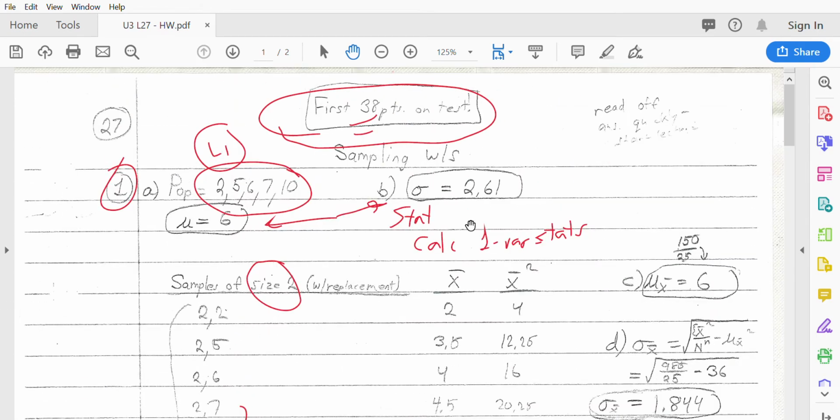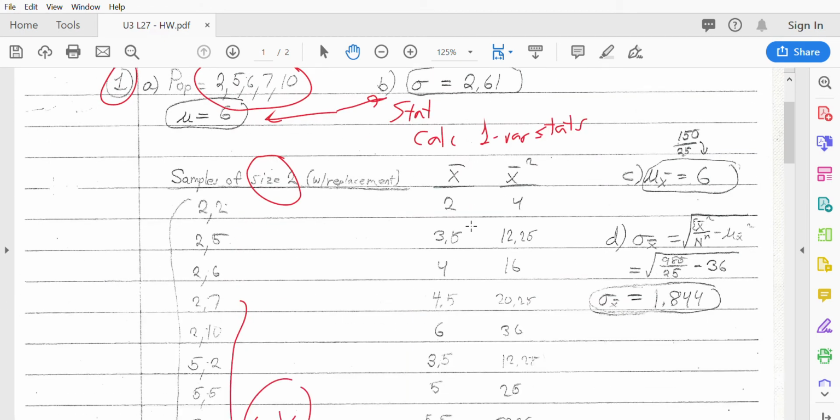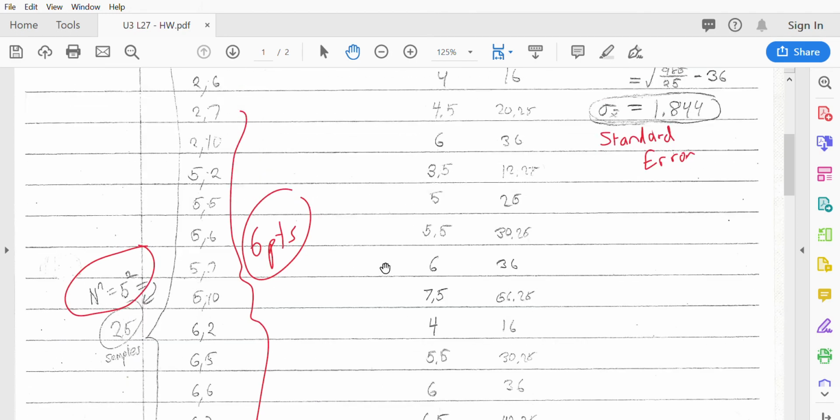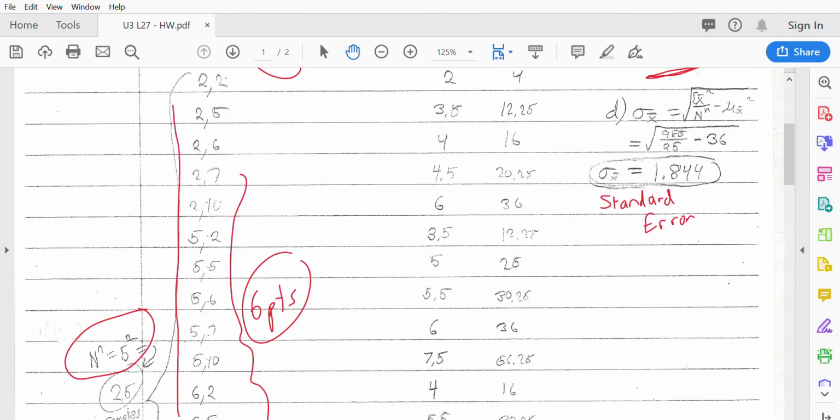Then take the sum of these sample means, and the sum of those sample means is 150. There are 25 total samples, so you take 150, divide it by 25, and you get the mean of the sampling distribution, mu sub x bar, is 6. Now let's find the standard error. Remember from the lesson, this is called the standard error, aka the standard deviation of this sampling distribution right here.